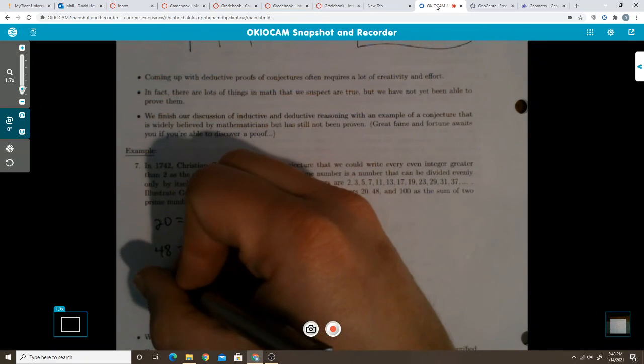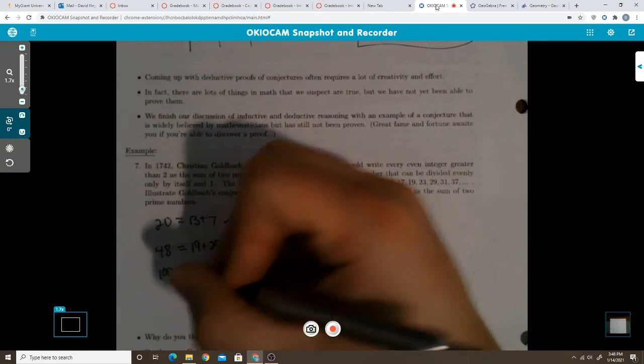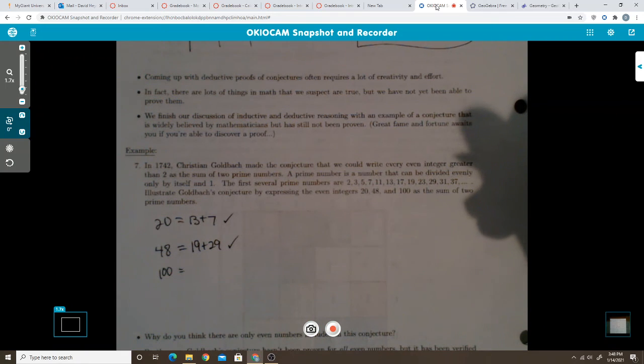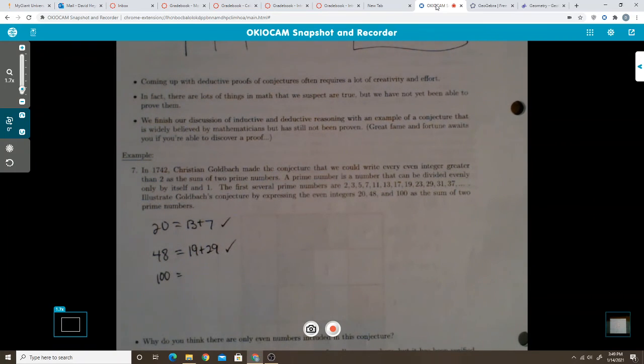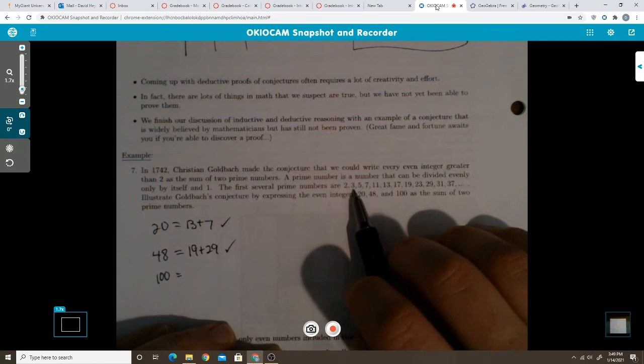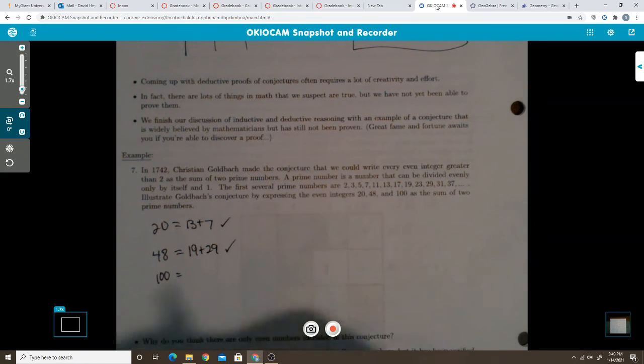What about 100? I'm going to try from the opposite end of the spectrum, so maybe we could try 99 and 1. Well, 99 is not prime, and 1 doesn't really count. What about 98 and 2? Well, 98 is not prime. 98 is divisible by 2, so that won't work. What about 97 and 3? 3 is prime. Is 97 prime?